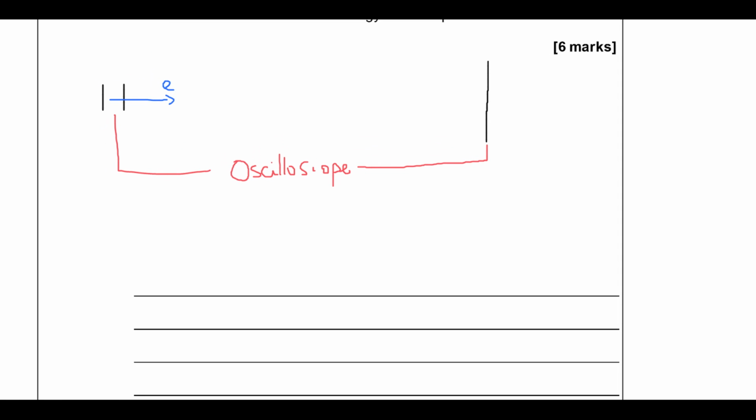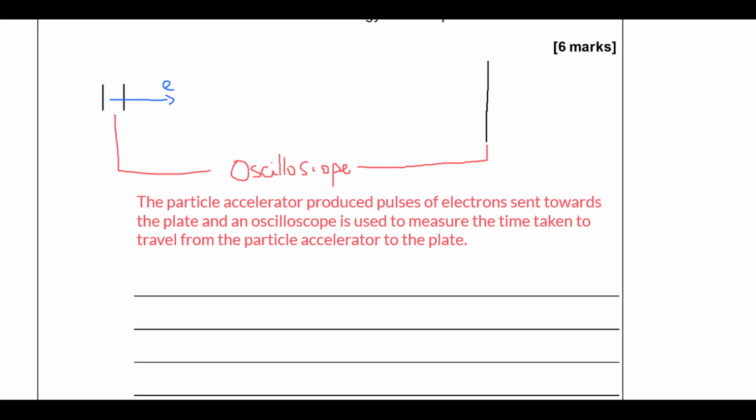So first off, we're going to use our particle accelerator over here to send pulses of electrons, and in the actual experiment they used a few different energies of electrons in doing this. So that's what we're going to do first. We're going to send off some pulses of electrons. So that's our first thing, and we've got the measurement we're going to take. We're going to use an oscilloscope to measure the time.